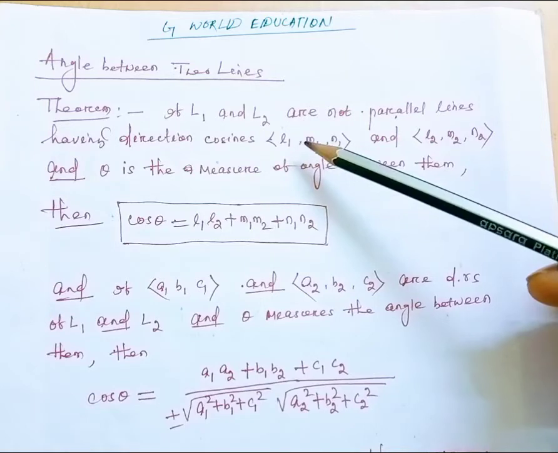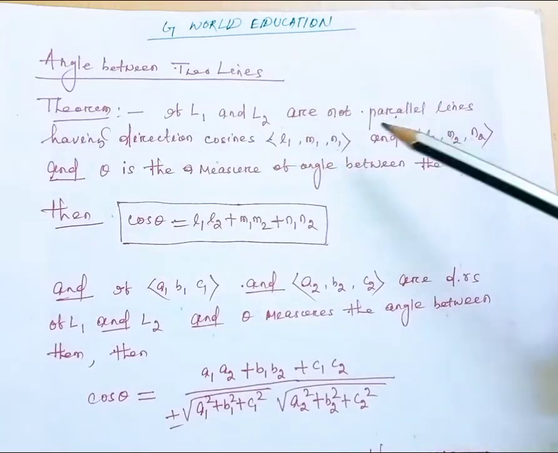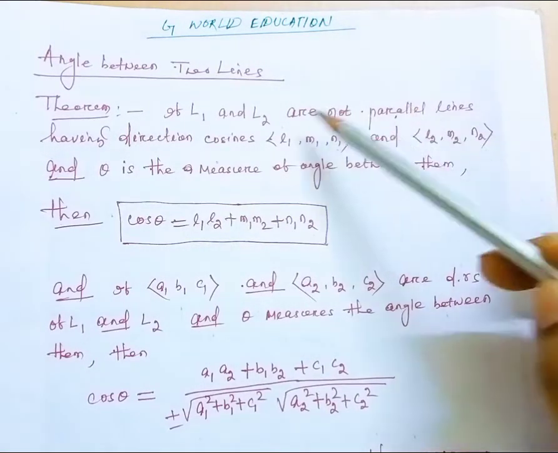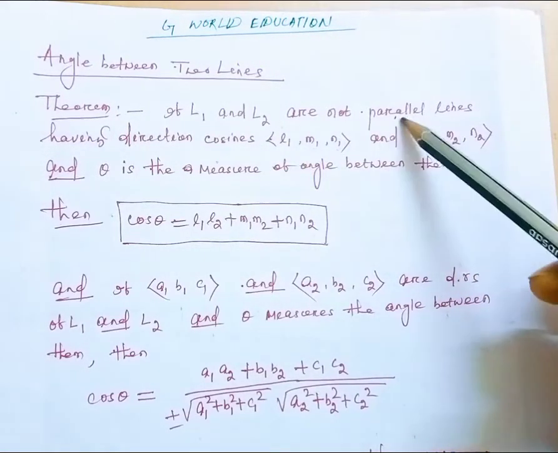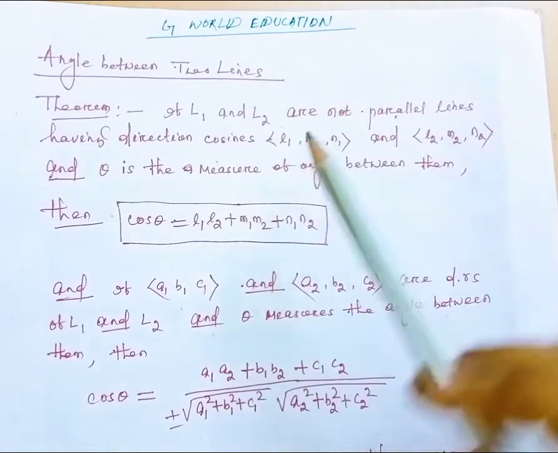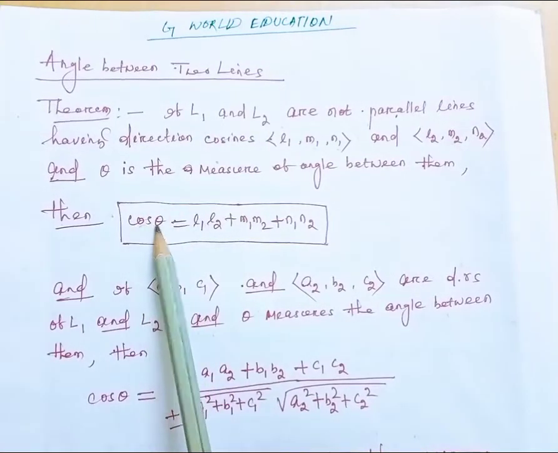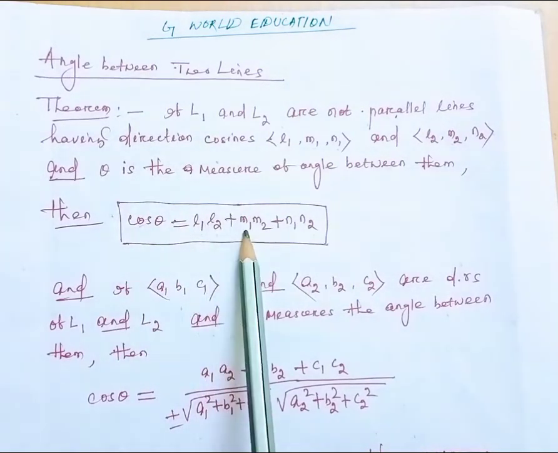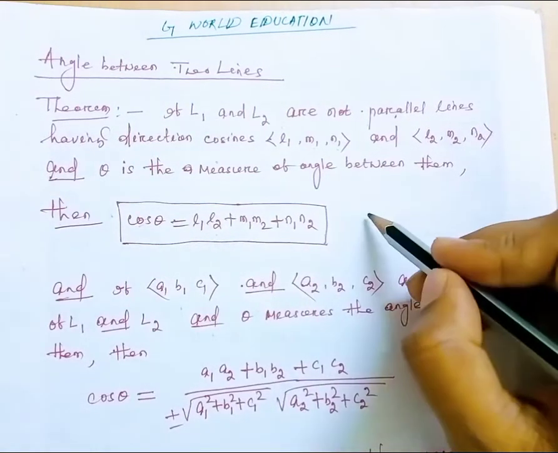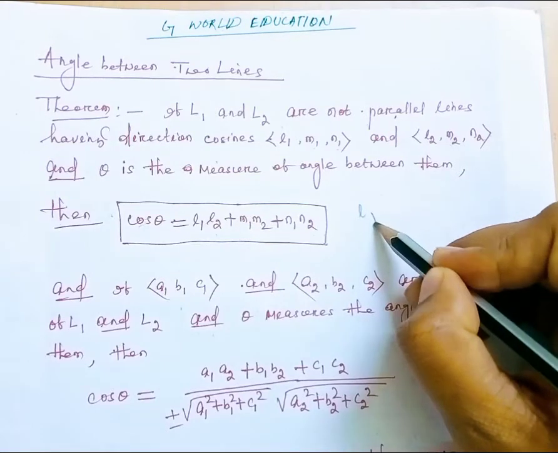In this section, I am taking two non-parallel lines L1 and L2, with L1 having direction cosines l1, m1, n1, and L2 having direction cosines l2, m2, n2. Since these two lines are non-parallel, to find the angle between them you just use the formula cosine of theta equal to l1 l2 plus m1 m2 plus n1 n2. Also, in place of direction cosines, I can use direction ratios.